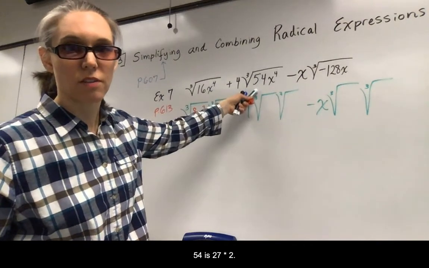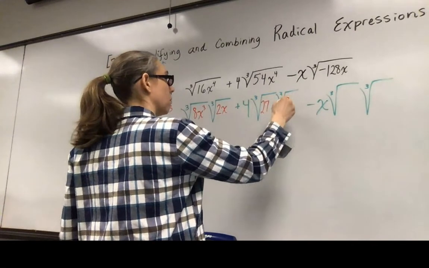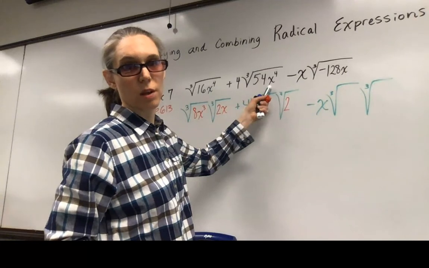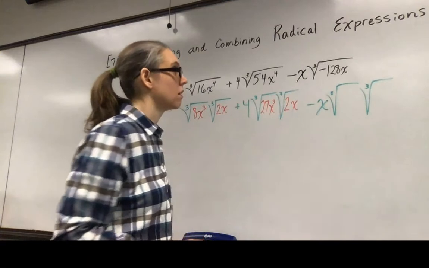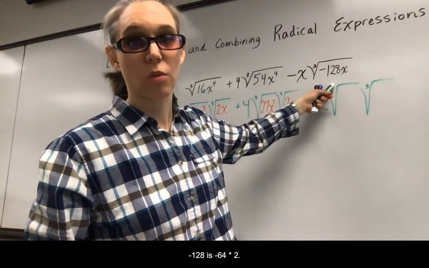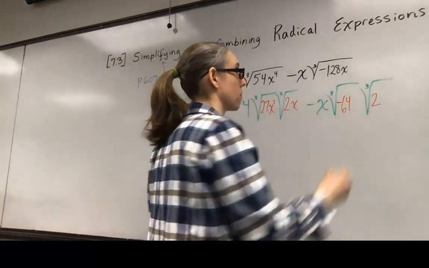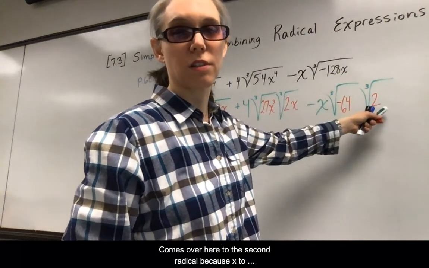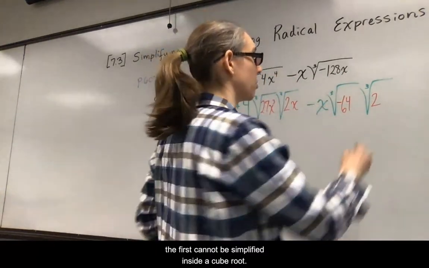54 is 27 times 2. X to the 4th is x cubed times x. Negative 128 is negative 64 times 2. And x to the 1st comes over here to the second radical because x to the 1st cannot be simplified inside a cube root.